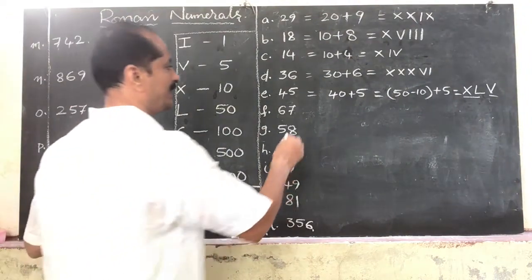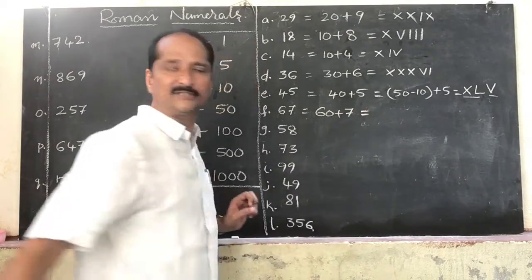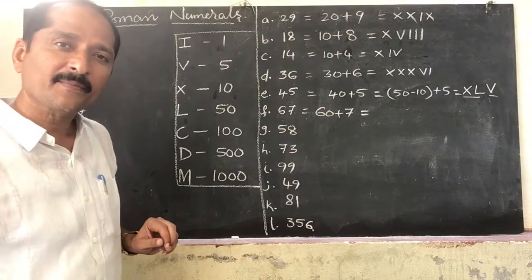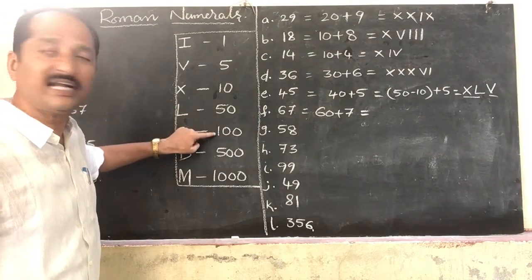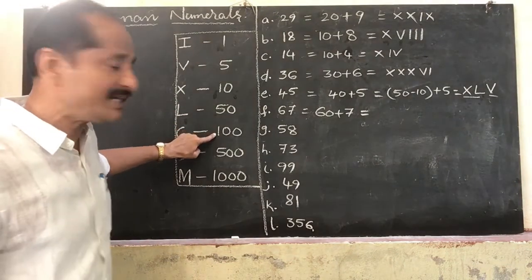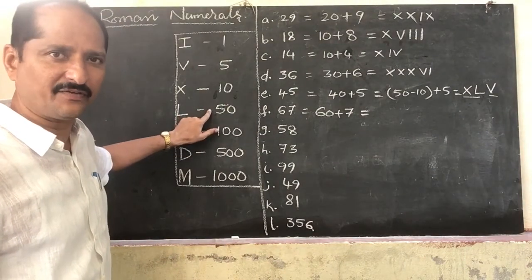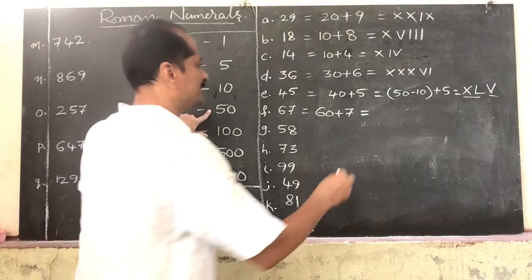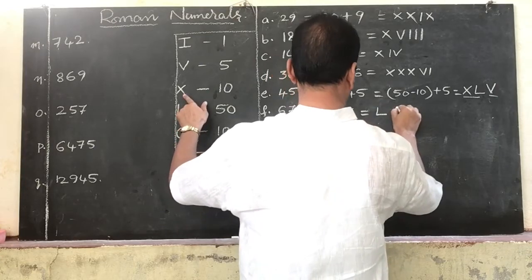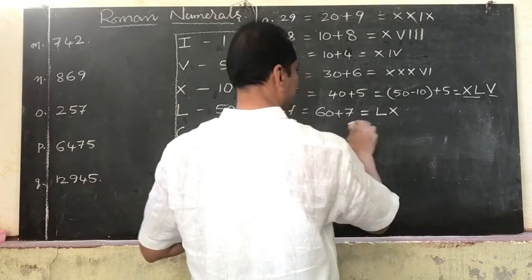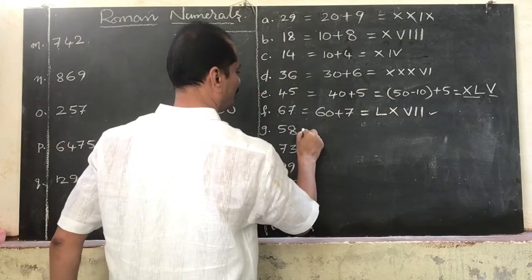Now 67, expanded form. 60 plus 7. How can you write 60? Where is this 60? See here, symbols. 60 is in between 50 and 100. So add 10 to 50, then it becomes 60. So 50 is the symbol L, and 10 is X. LX is 60, plus 7. You know how to write 7: V, I, I. 67.